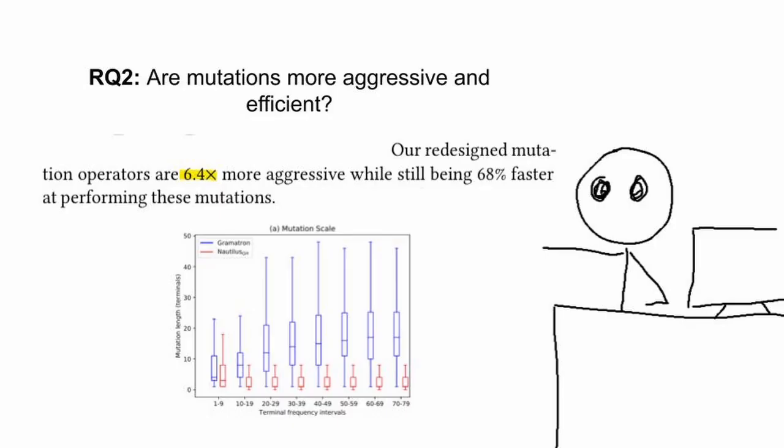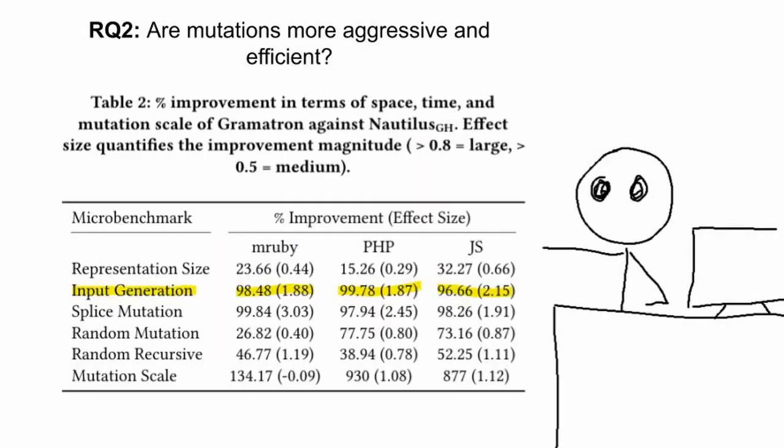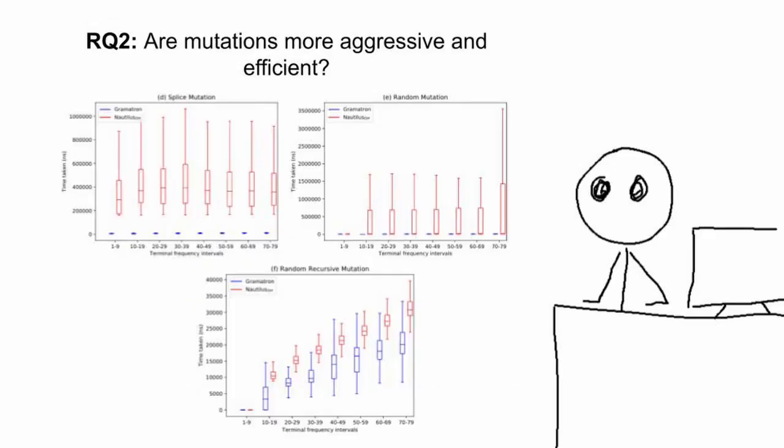Okay, so the mutations are more aggressive, but what about efficiency? From these graphs, we can see a great improvement in the efficiency of the mutation. The speed at which inputs are generated is up to 98% faster as a direct result of the implementation of the automatons rather than the slow parse trees. As seen in the table here, the input generations for mRuby, PHP, and JS are all significant improvements. These percentage improvements listed here are what average to that 98% faster input generation speed I mentioned earlier. Here are the graphs that show time taken to perform the different mutation types, splice, random, and recursive random.